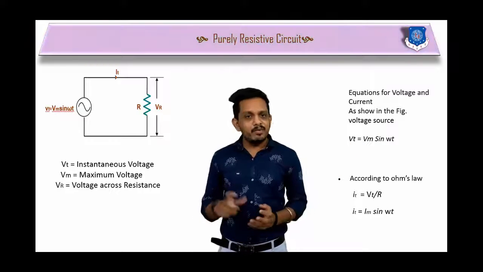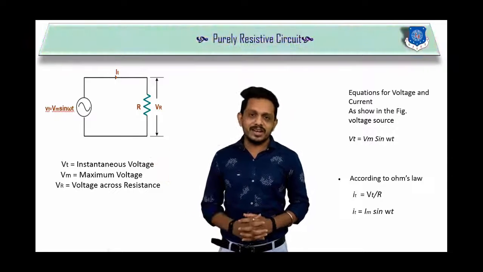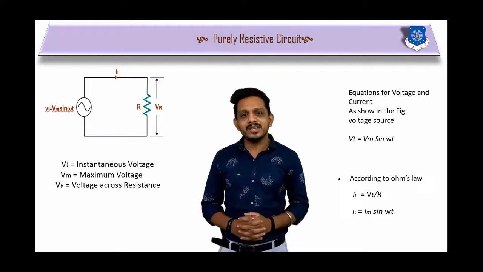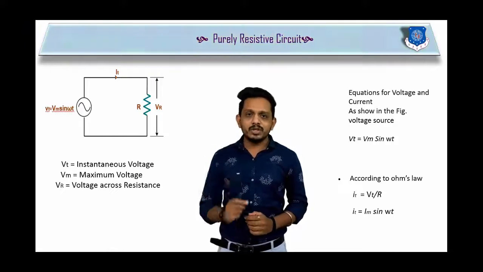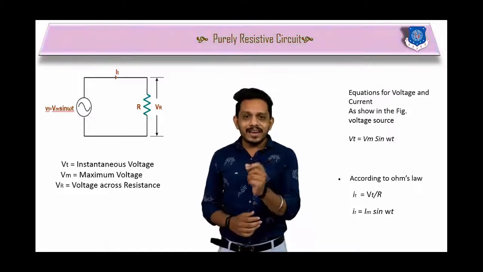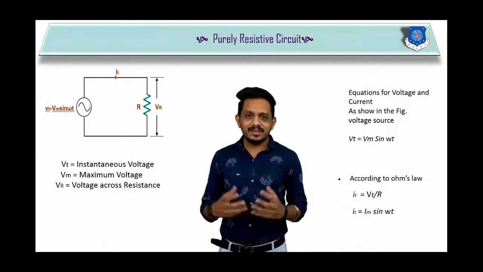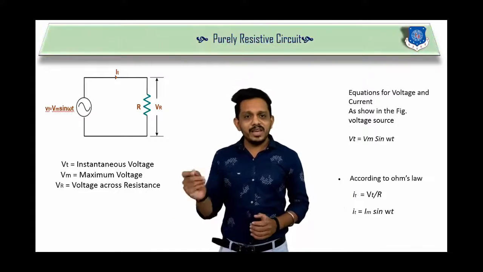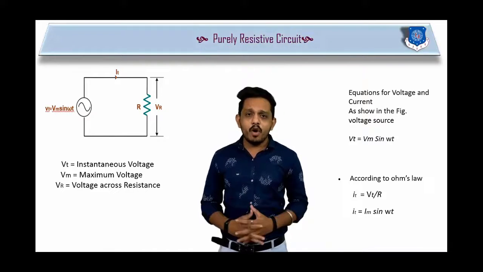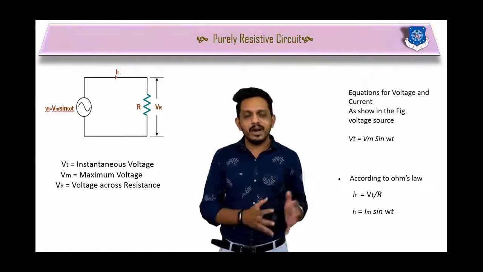And we know that Vm is the maximum voltage of this circuit and R is the resistance of this circuit. So Vm upon R is nothing but the maximum current flowing through this circuit. So the basic equation of current in this purely resistive circuit is i equals Im sin omega t. So what we obtain in this analysis is v equals Vm sin omega t was the voltage applied to this circuit, and we obtain the current's equation as i equals Im sin omega t.